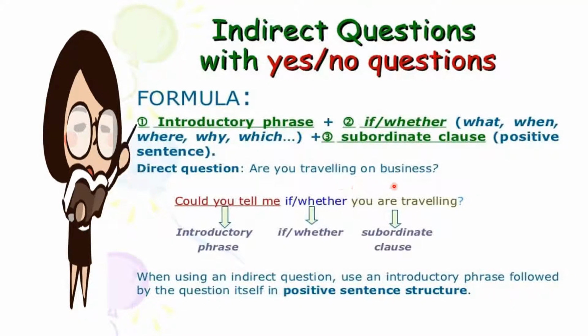Like, are you traveling on business? And you make this into, could you tell me if you are traveling? Could you tell me whether you are traveling? So you are traveling is the subordinate clause, if and whether are the words to show the yes or no question, and could you tell me is the introductory phrase. Remember that? Indirect question: introductory phrase with the question in positive sentence structure.